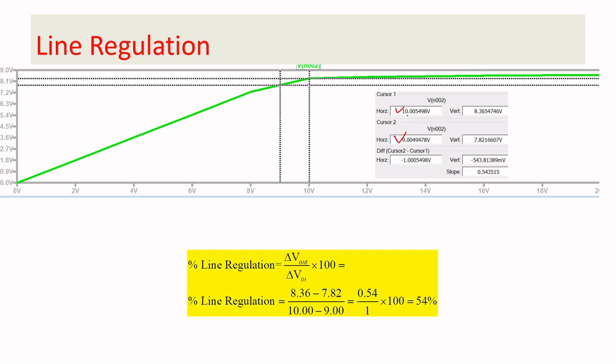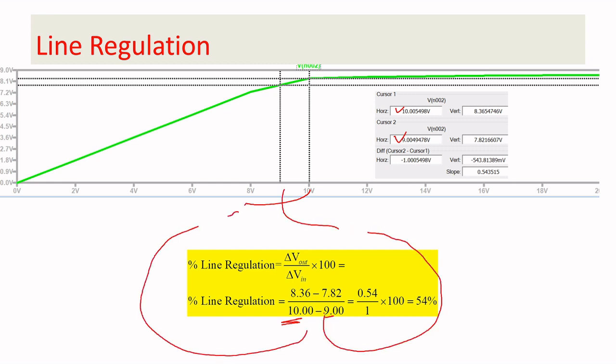You can see here the variation of your input is 10 and the other end of the range is 9. Okay, you can see this is one range, this is another range. So the variation on the output side, one value is 8.36, another is 7.82. This is clearly specified. Okay, so I want to find the variation. Here you know the input you are varying, the output voltage remains constant. For that, the difference is 0.54, divided by 1, into 100, giving 54% in the line regulation.